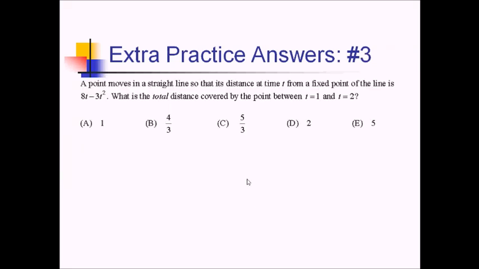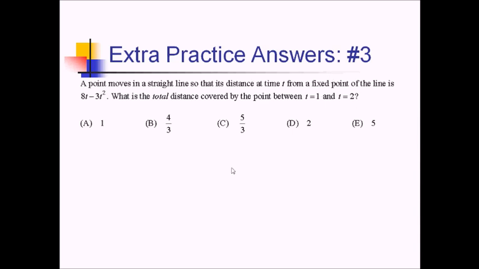For this problem, we have a point moving on a straight line with a distance given by this 8t minus 3t squared formula. Based off of that, we want to find the total distance covered by the point from 1 to 2. Now keep in mind this formula is only our distance from some fixed point, not necessarily the total distance covered overall. So to do this, we need to figure out, first of all, since we're talking about total distance, whether our particle keeps going the same direction the whole time, or whether there's a direction change at some point on the interval from 1 to 2.